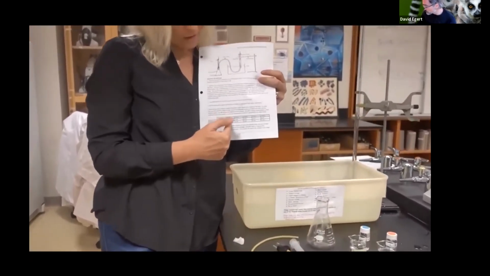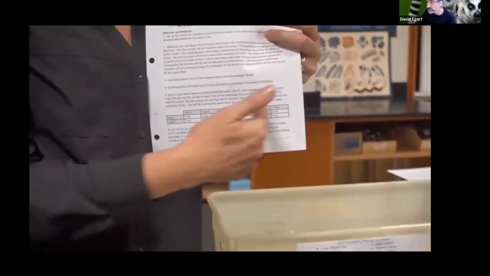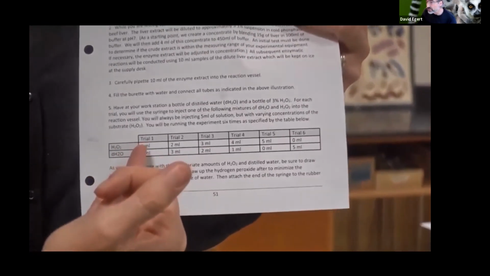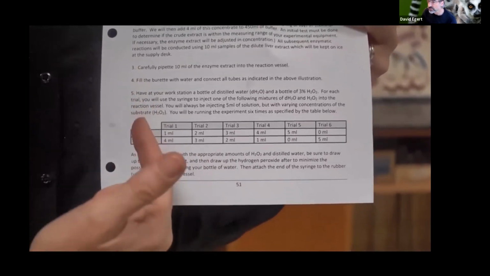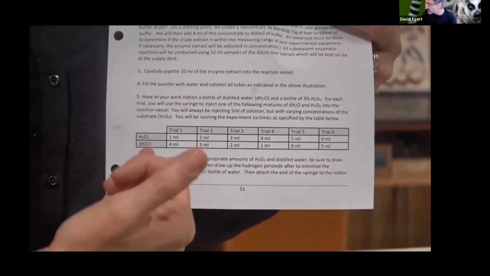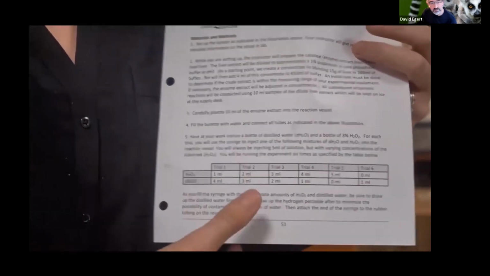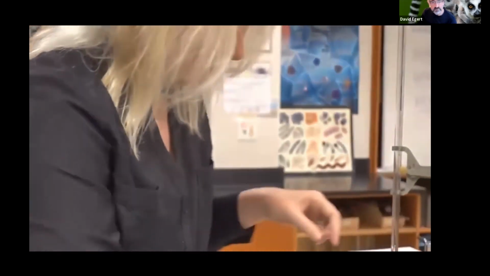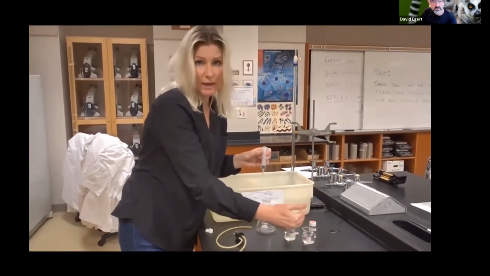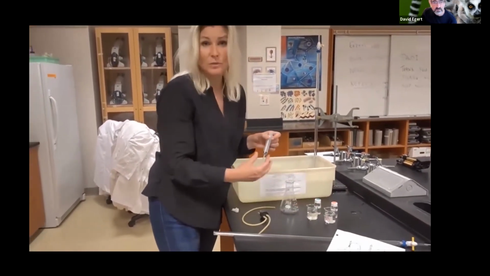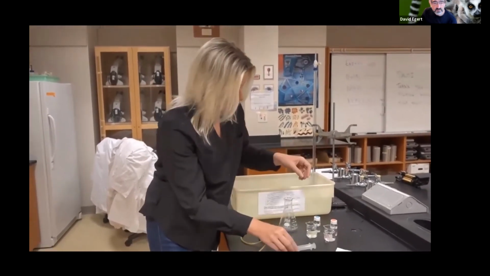So each trial is going down a column, and it tells you how much water and how much hydrogen peroxide you need. When you're doing this, it's essential that you start with the water first, and then move the syringe over to the hydrogen peroxide, just so you're not cross-contaminating and messing with the dilution or the concentration.